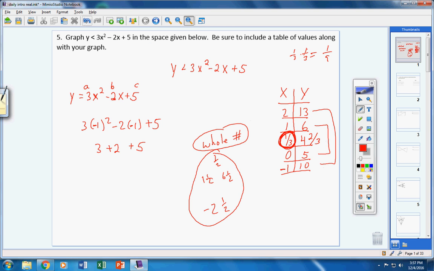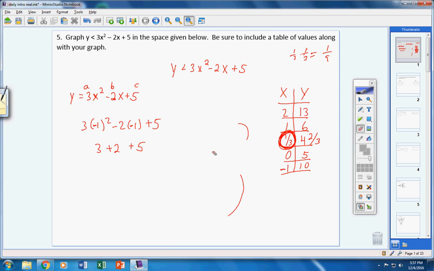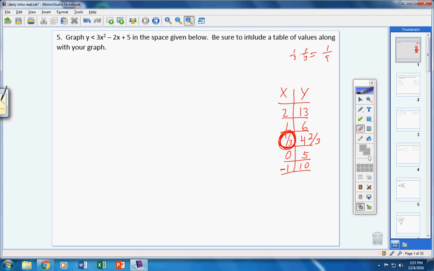Let me ask you a question. Do I have a whole number right here? No. Is my fraction a 1/2 type of fraction? No. That's why these numbers don't match. But we can still graph it, okay? That's not a problem. So step 1, find the vertex. We did that. And then step 2, coordinate plane. Alright.